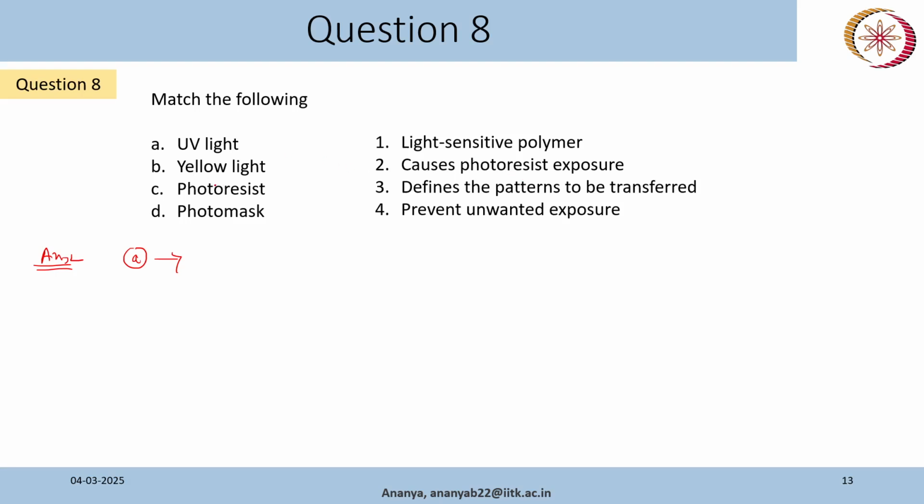Either it can harden the photoresist if it is a negative photoresist. UV exposure will lead to cross-linking of the polymers present in photoresist, and that essentially will make the photoresist hard if it is a negative photoresist. If it is a positive photoresist, due to exposure the photoresist will become soft and dissolve in developer solution. So A with 2.